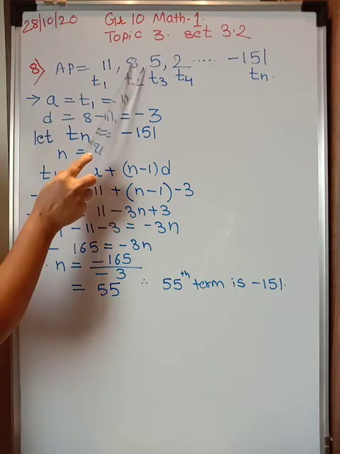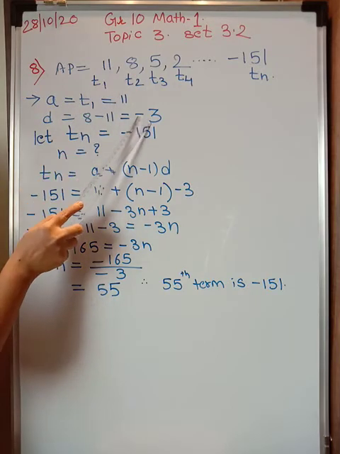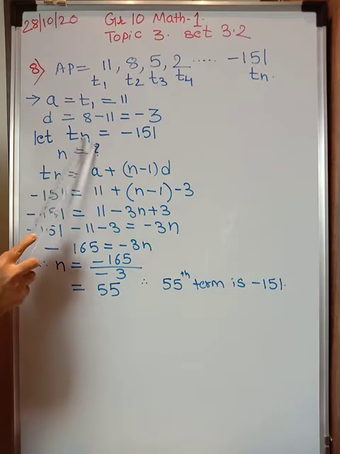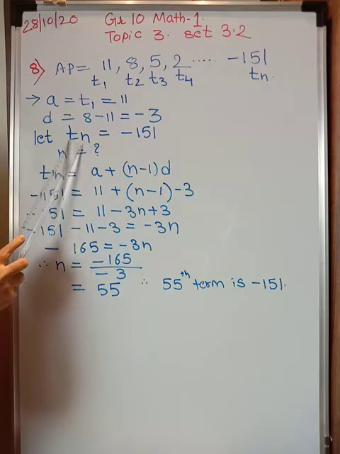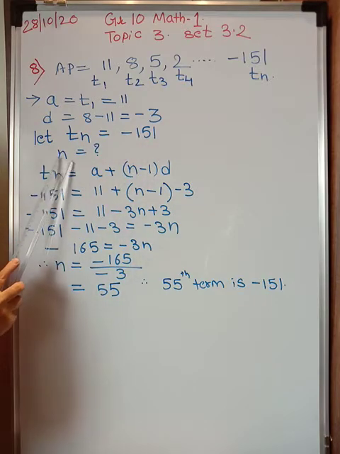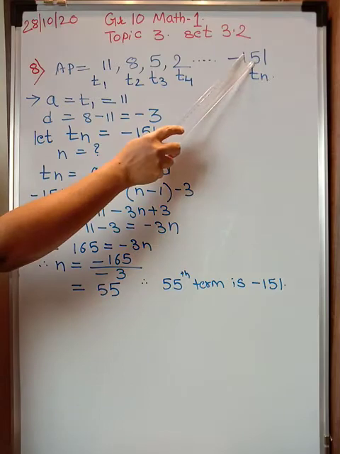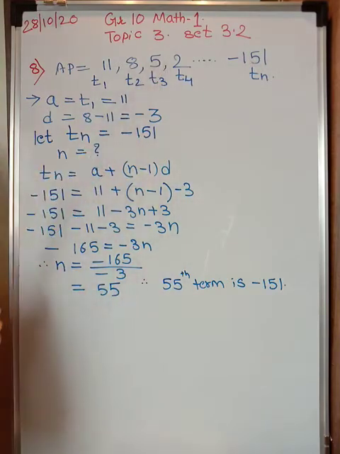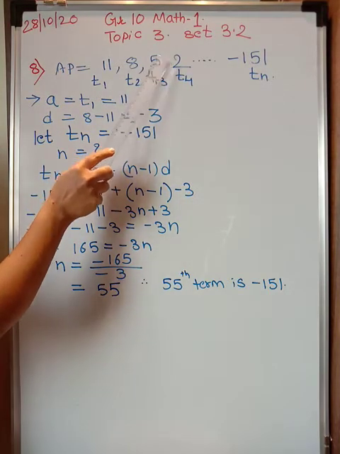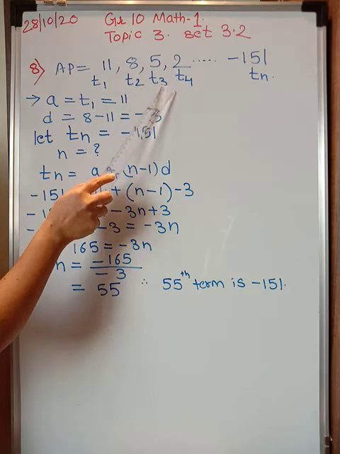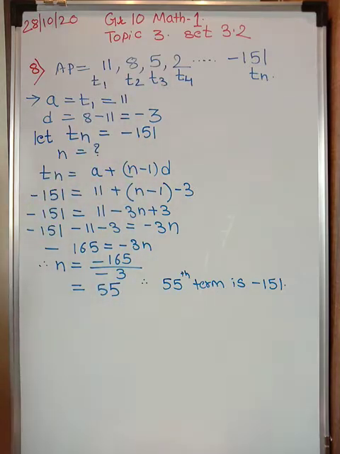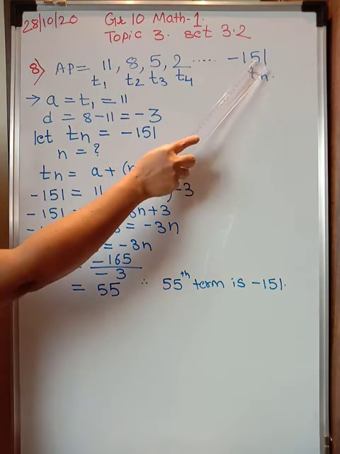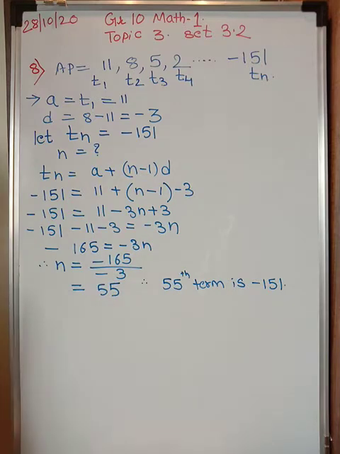Now what is D? You subtract this. 8 minus 11 is minus 3. Tn, the nth term we know, but we don't know which term it is. So the nth term is minus 151. We have to find the value of n. Which term is this? Like the third term is this. So T3 we know it is 5, but the position of this is the third position. At the third number in the sequence you get 5. Similarly, at which number do we get minus 151? We want to find its position, the order, in which place it is.